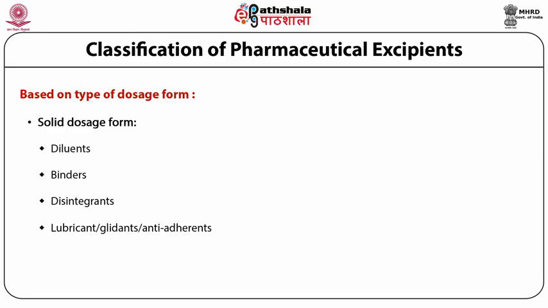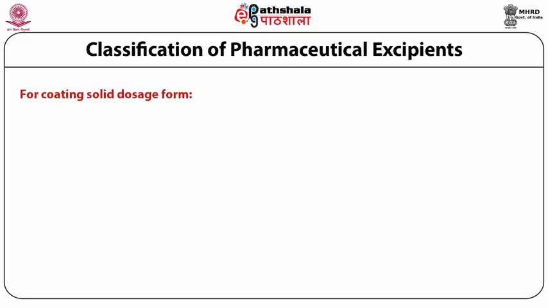Glidants and lubricants are the substances which improve the flow properties of the powder. Lubricants serve multiple purposes in tablet manufacturing: they prevent material from adhering to the surface of the punches and dies, reduce interparticle friction, facilitate tablet ejection from the die cavity, and also improve the flow characteristics of granules. Examples of some lubricants include stearic acid, calcium stearate, magnesium stearate, talc, and polyethylene glycol, etc.